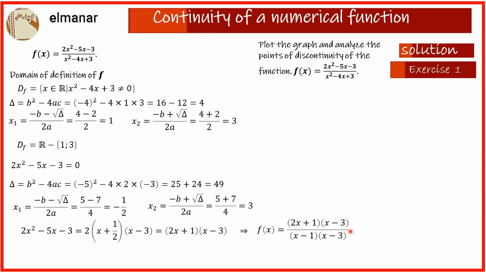And there it is. The factor x minus 3 appears in both numerator and denominator. We simplify it. The function then becomes 2x plus 1 over x minus 1, but careful. x must still not equal 1 or 3.